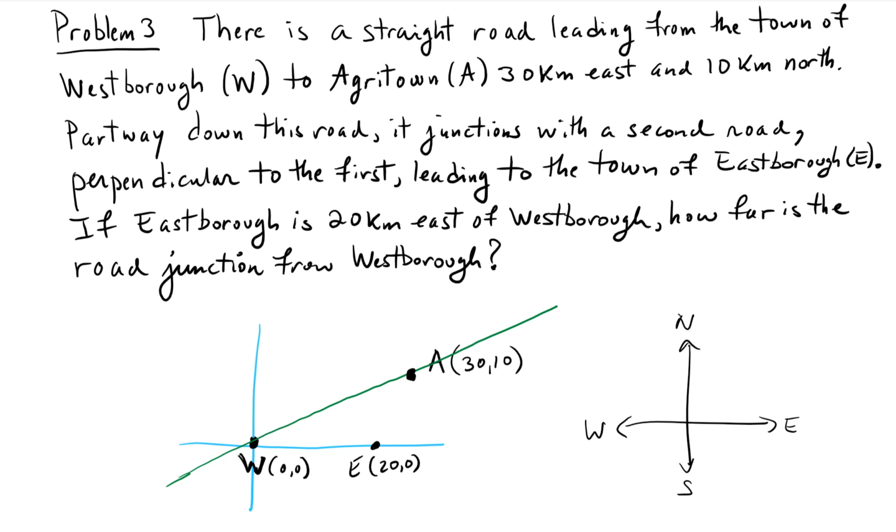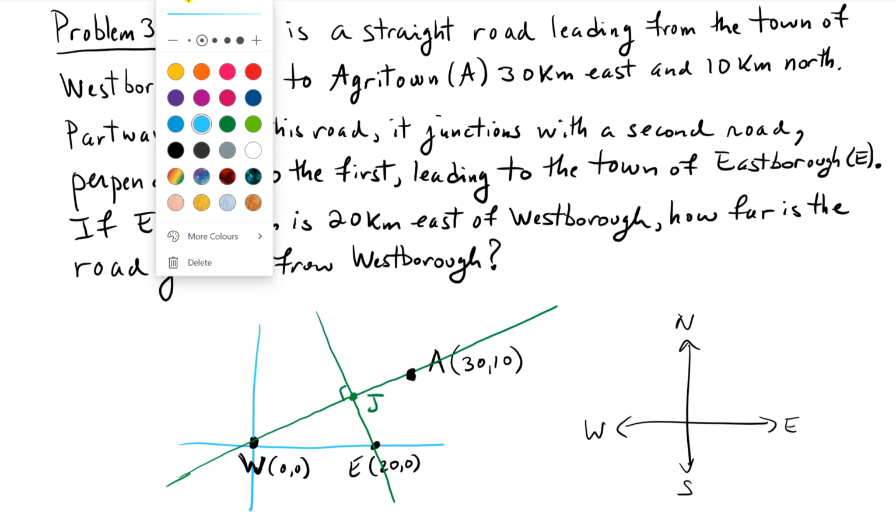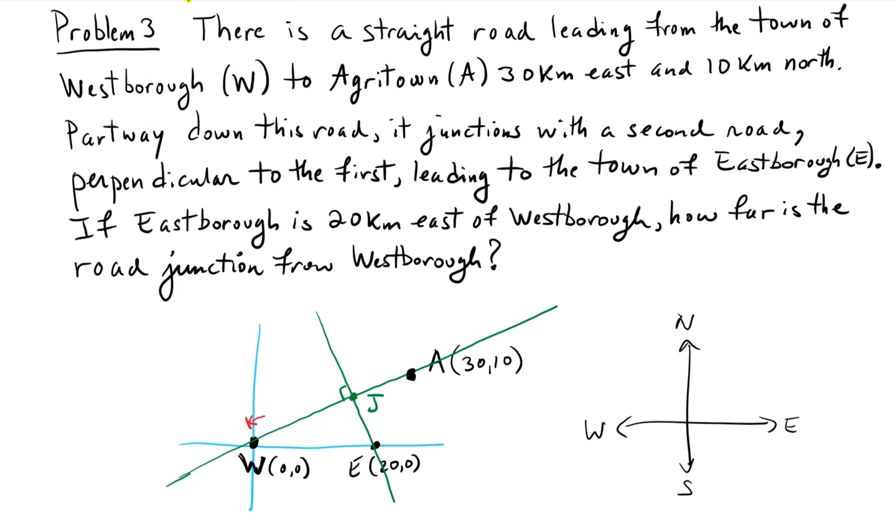So these two roads here, they make a right angle, and we're trying to find, well, not the junction. Well, we're going to need to find where that junction point is, but we're trying to find how far the road junction is from Westboro. So practically speaking, that means we're interested in finding this distance here. We need to know what that is. So this is what we're looking for. We're looking for D here.